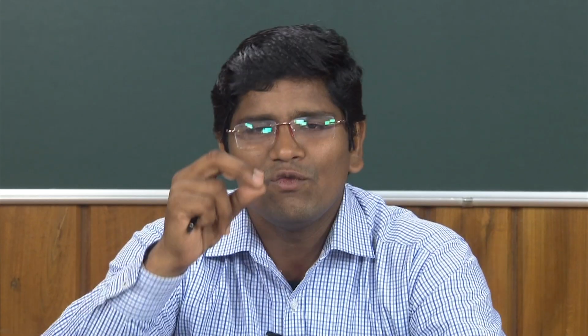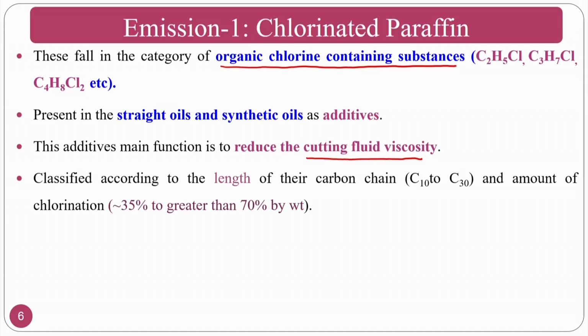not low viscous. That is why you need to use certain additives where the viscosity of your cutting fluid goes down. That means it can freely flow by virtue of capillary action or some other action. That is why, whenever you add additives to reduce the viscosity of cutting fluid, this will emit chlorinated paraffins. They are classified according to the length of their carbon chain.